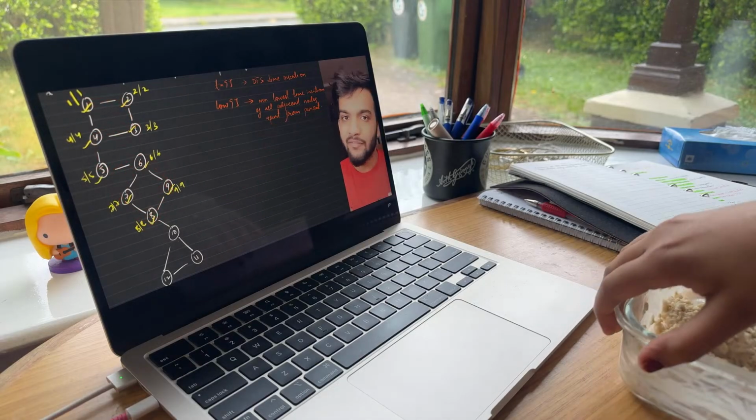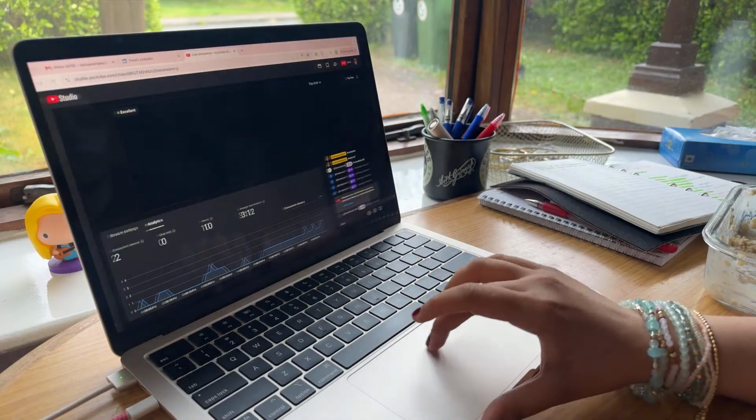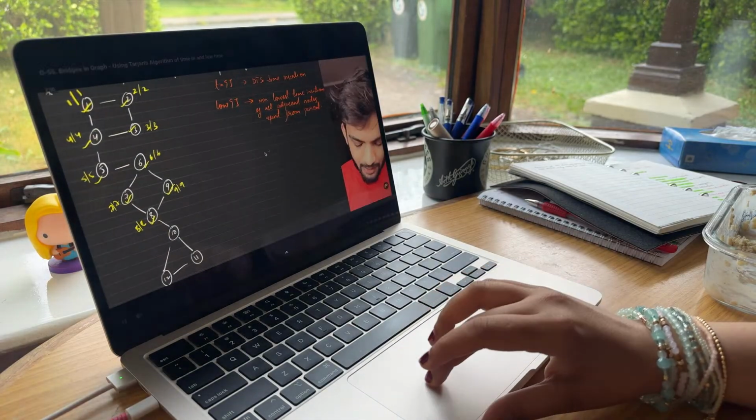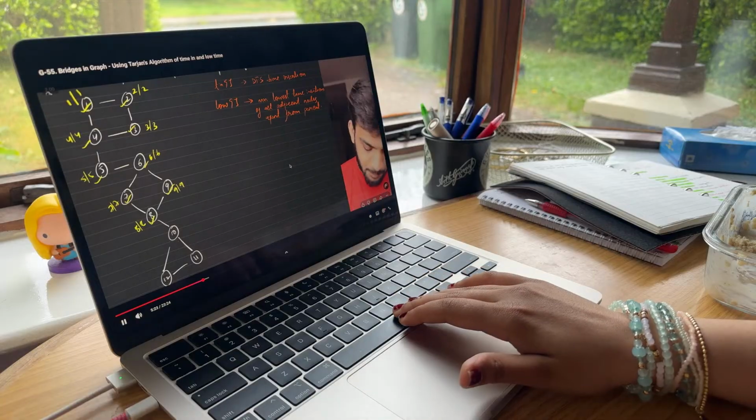Will 9 go to 6? In DFS, we do not visit nodes which are already visited. It will not go. But remember, low is the lowest of all adjacent nodes. So low will say, okay, I will not go there, but I'll pick up its lowest, which is 6. I'll just pick that up and write it to myself.